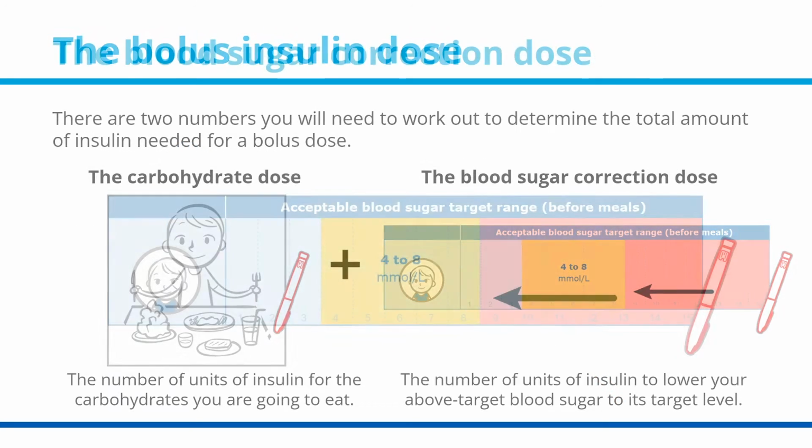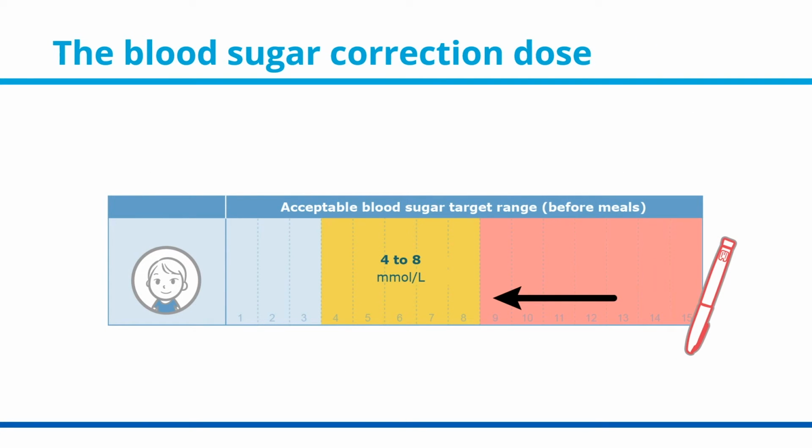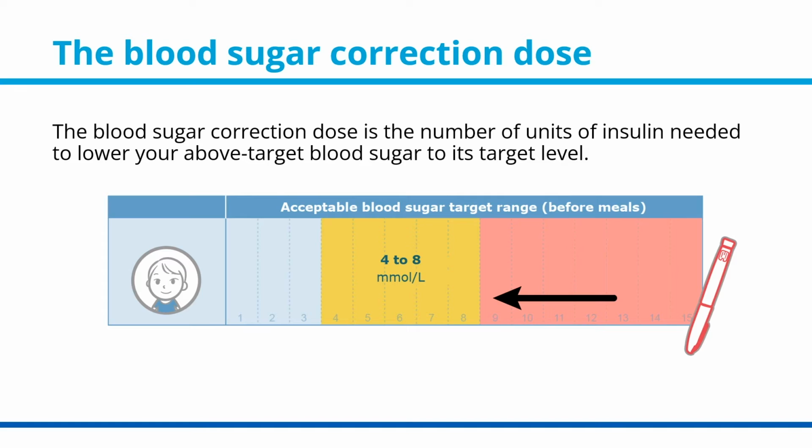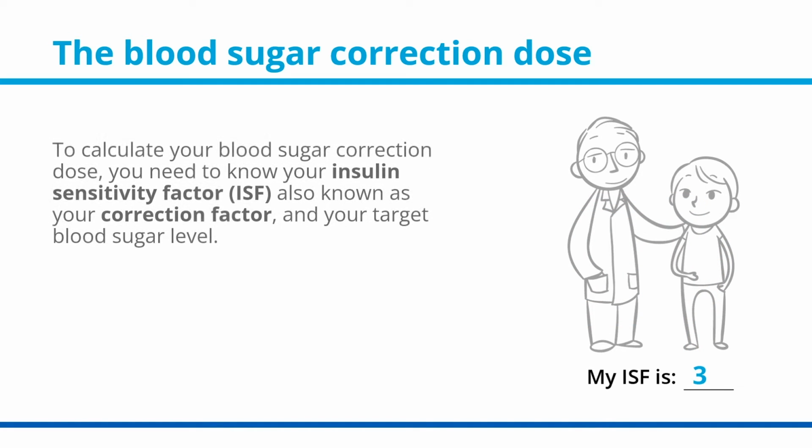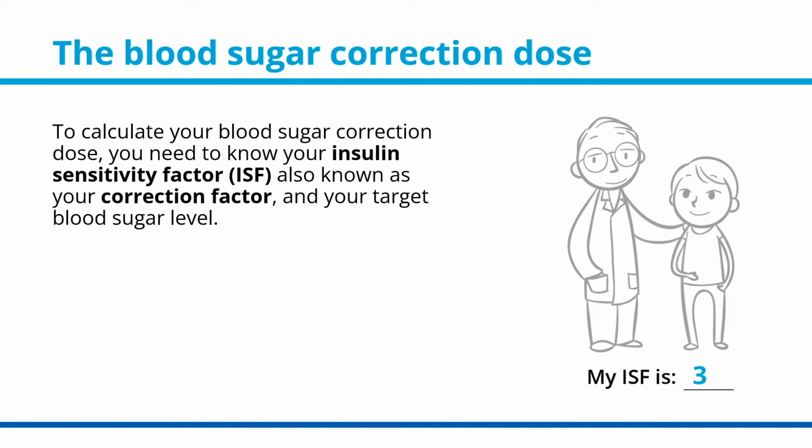And now on to the blood sugar correction dose. The blood sugar correction dose is the number of units of insulin needed to lower your above-target blood sugar to its target level. To calculate your blood sugar correction dose, you need to know your insulin sensitivity factor, ISF, or correction factor, and your target blood sugar level.